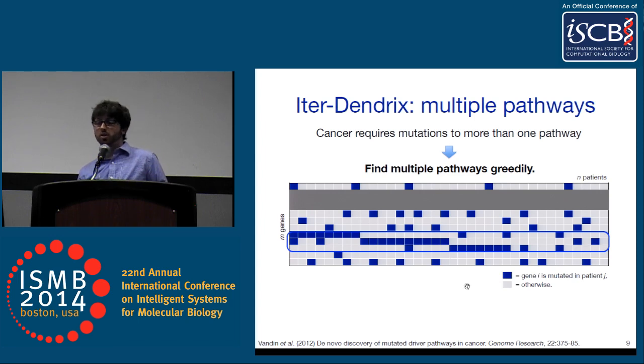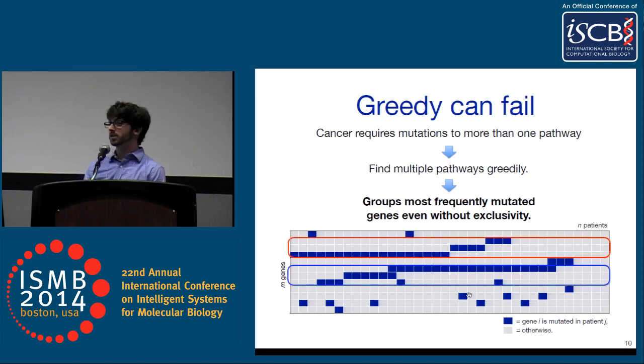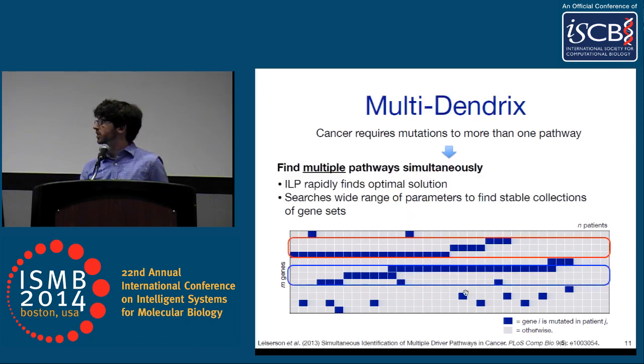However, this method has some drawbacks because greedy can fail. In particular, because Dendrix doesn't know that it's looking for multiple pathways, it will group the most frequently mutated genes together, even if they're not exclusively mutated. So in this example, the highest weight set in this matrix consists of the two most frequently mutated genes and another relatively low frequency gene. However, if you're looking for the two sets with the highest total weight, you would pick these two. And so this observation led us to develop an algorithm called Multi-Dendrix, which we published in 2013.